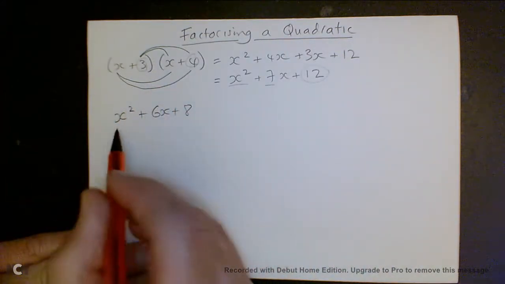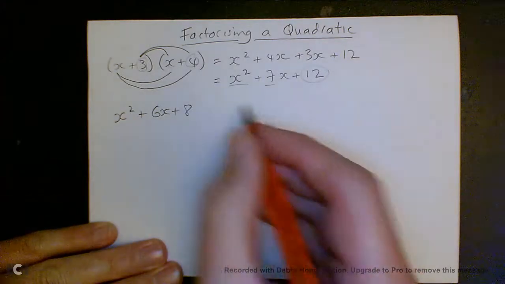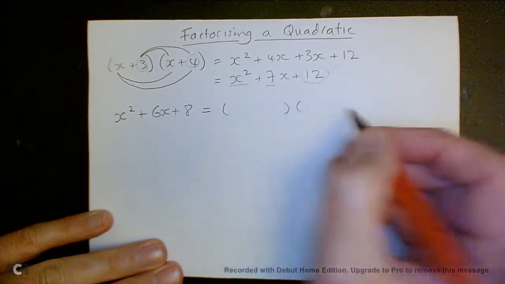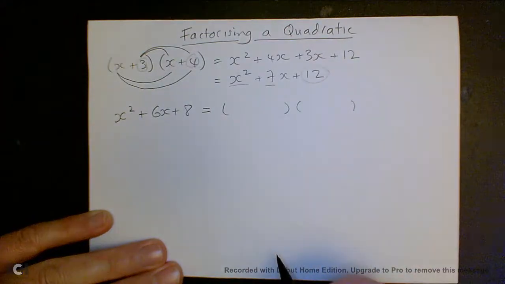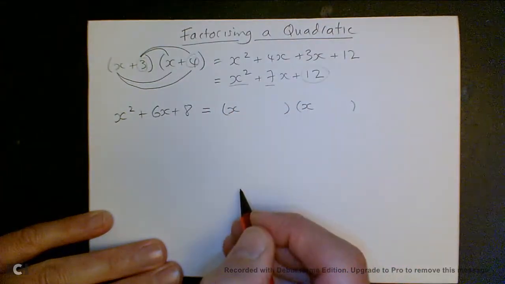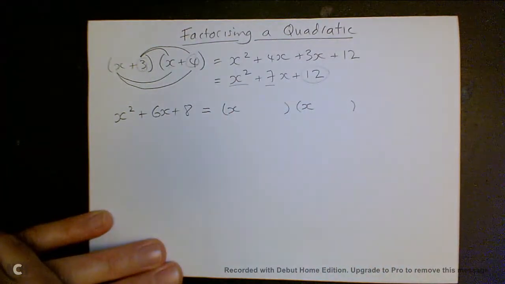So when you're asked to factorize a quadratic like this, the first thing you can do is to realize that you are putting it into two brackets. The second thing you can realize is you must have an x multiplied by an x at the beginning, because that's why you're getting the x squared.